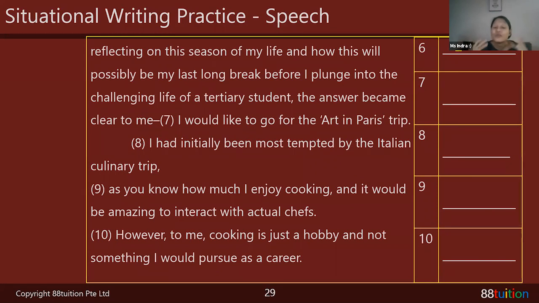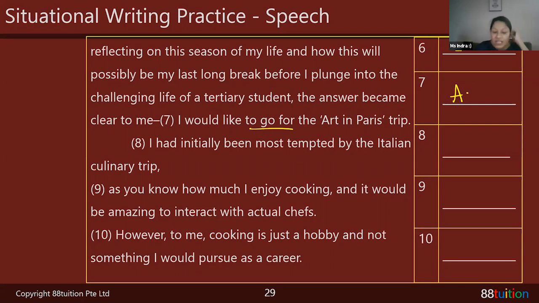Okay, this is how you engage. You come up with things that you know roughly about, but you expand on it. So this is how you get your marks for engaging. Now, "I would like to go for the art in Paris trip." So this is very clearly what? Amplification, right? Because you already know about it, and therefore you're tapping on it.